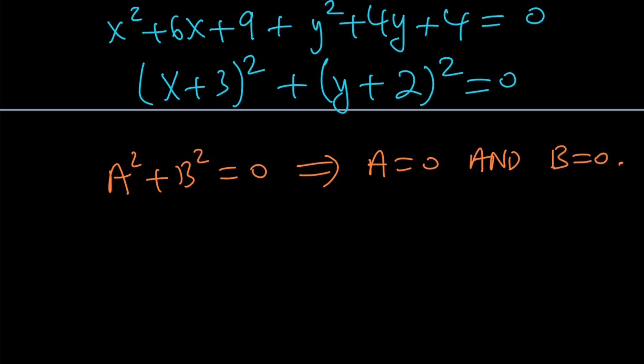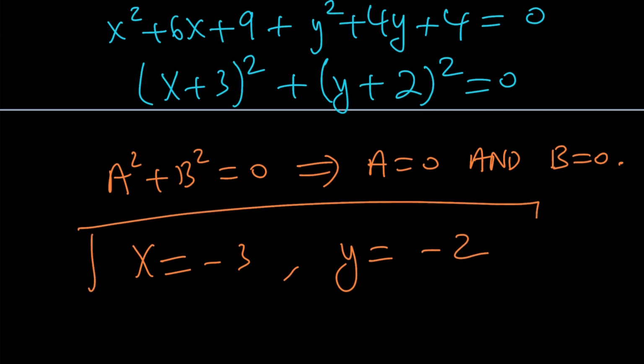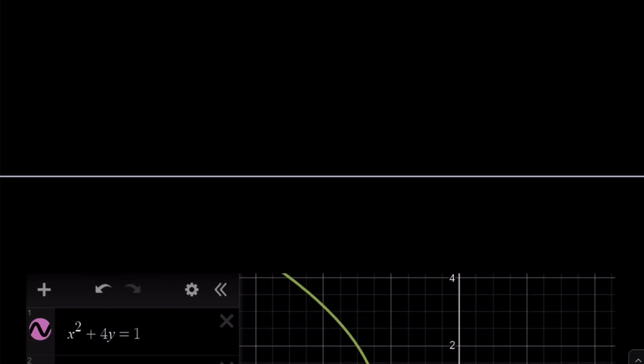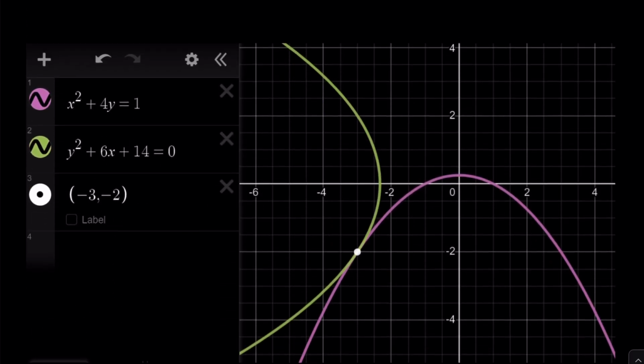And is a very powerful result. And from here we get x equals -3 and y equals -2. And guess what? That's the only solution pair. Let's go ahead and take a look at the graphs. These are two parabolas, but one of them is sideways, the other one is just regular. And guess what? They intersect at a single point.